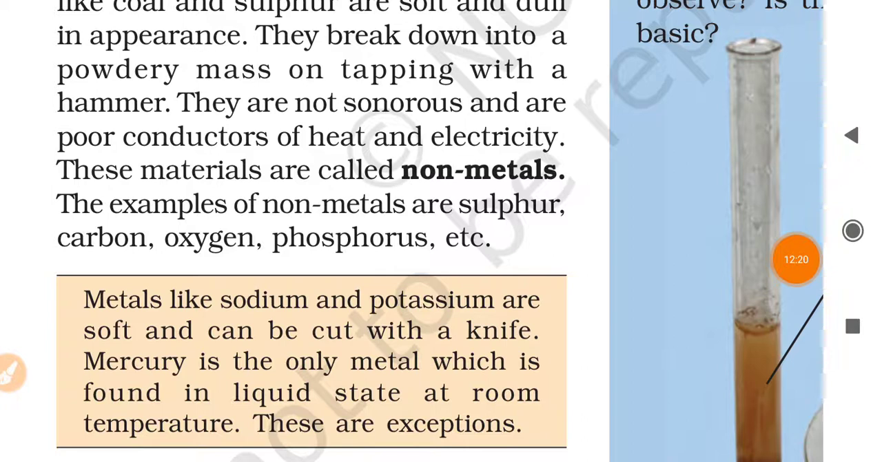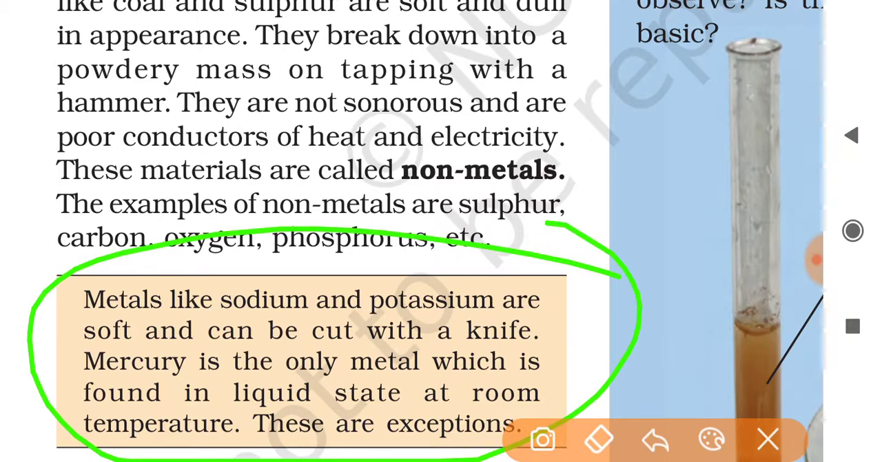Metals like sodium and potassium are soft and can be cut with a knife. Mercury is the only metal which is found in liquid state at room temperature. These are exceptions. There are some exceptions also, that mercury is the only metal found in liquid state at room temperature.